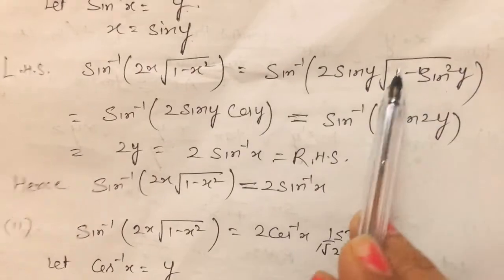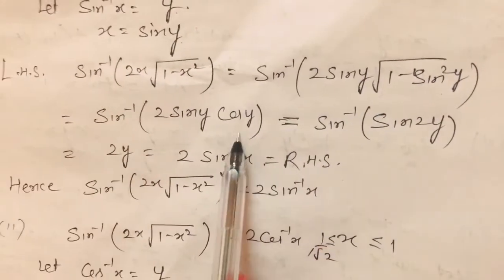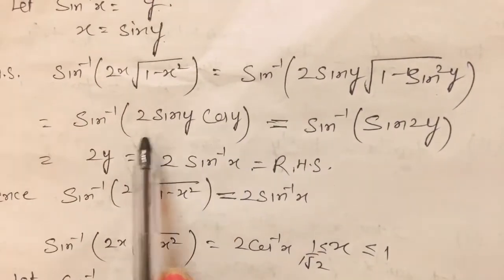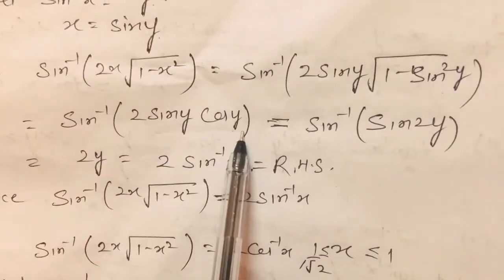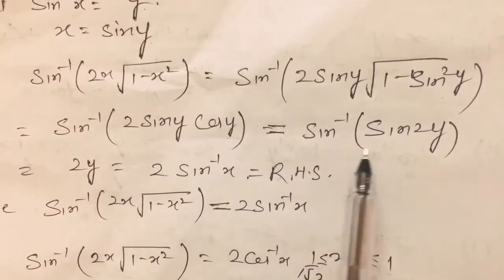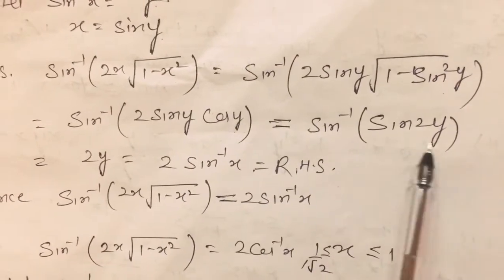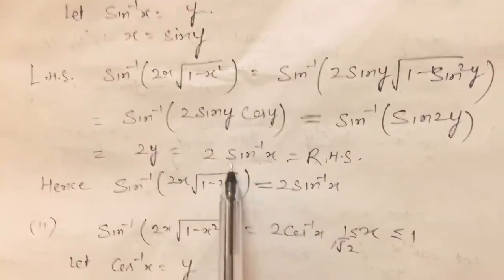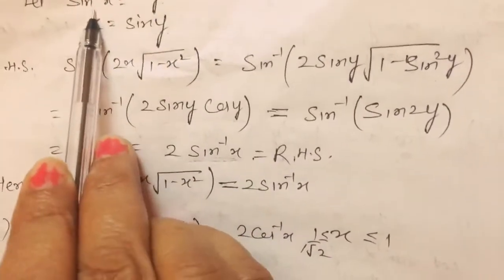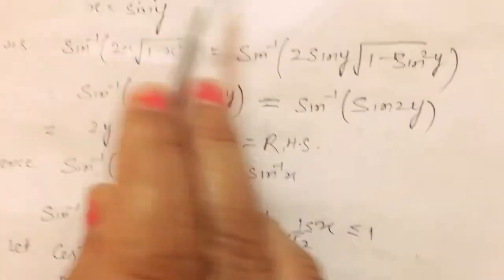we know that this is cos square y, and the square root of cos square y is cos y. So 2 sin y cos y, and we know this formula: 2 sin a cos a is sin 2a. So sin inverse cancels with sin, it will be 2y. 2 into y, and y is sin inverse x. So this is equal to this.